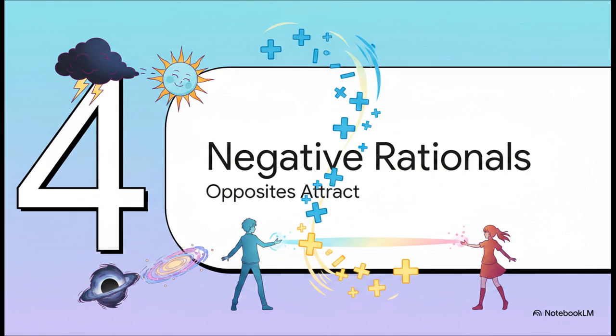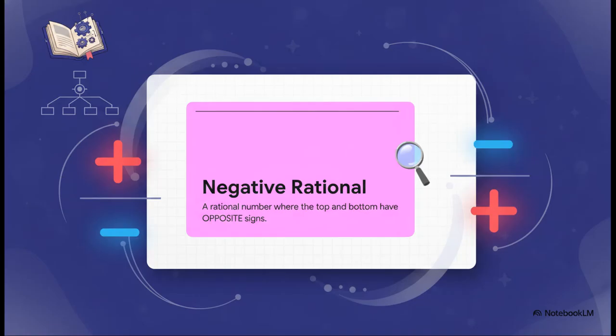Opposites attract. All right, let's see how this all builds together with our final classification. With negative rational numbers, the rulebook basically flips. A rational number is classified as negative if, and only if, the top and bottom have completely opposite signs. If your numerator is positive, your denominator has got to be negative. If your numerator is negative, your denominator must be positive. It's a hard and fast requirement for this specific category.